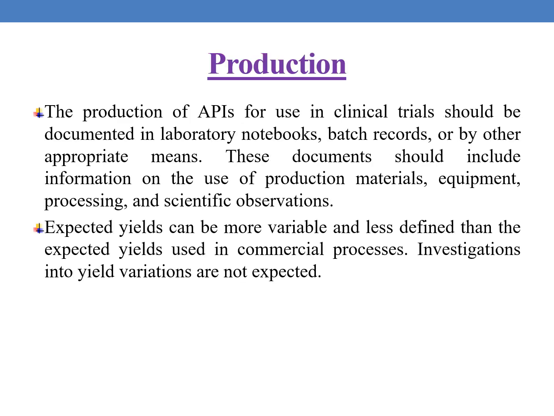Coming to production, the production of APIs for use in clinical trials should be documented in laboratory notebooks, batch records, or by other appropriate means. And these documents should include information on the use of production materials, equipment, processing, and scientific observations. Expected yields can be more variable and less defined than the expected yields used in commercial processes. Investigation into yield variations is not expected.